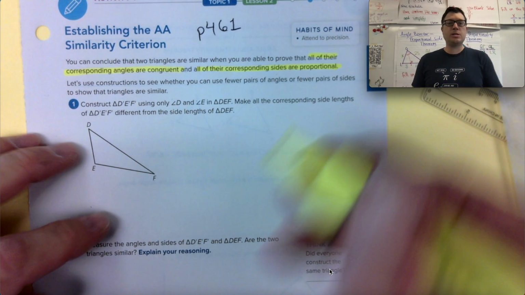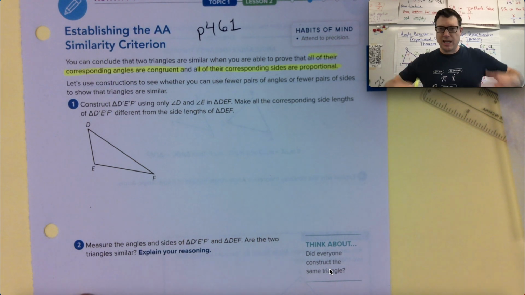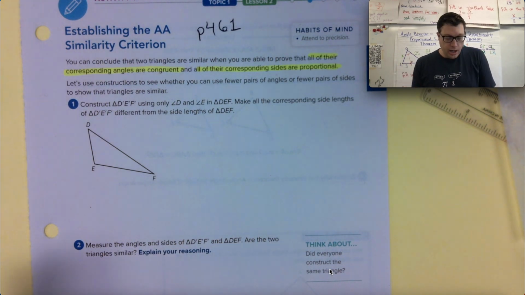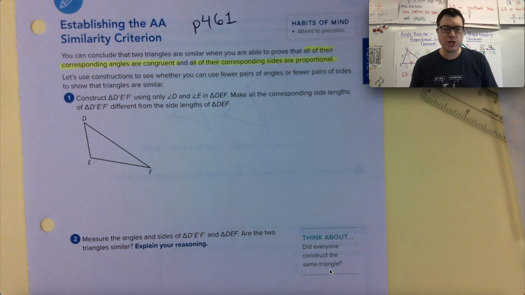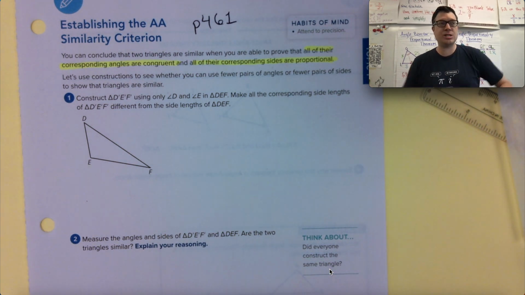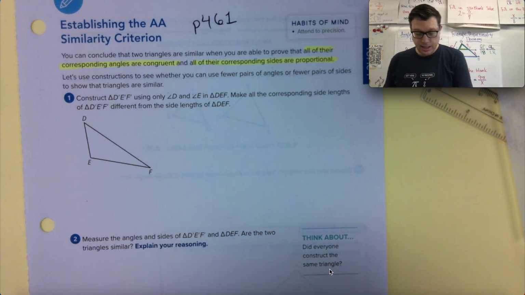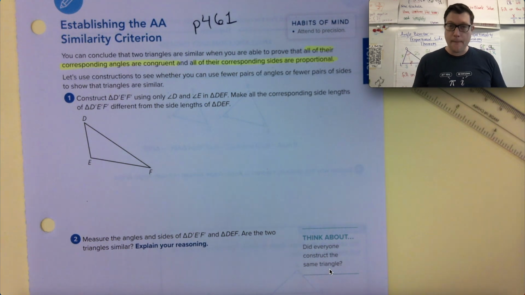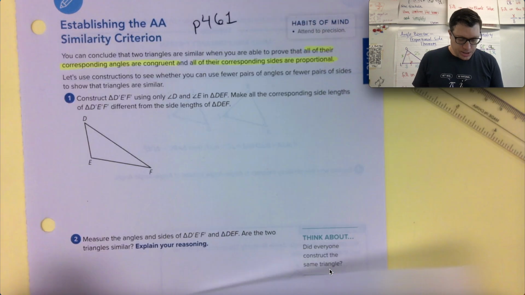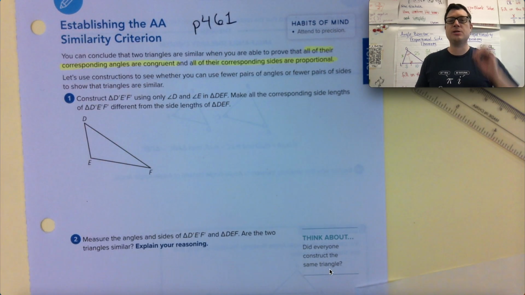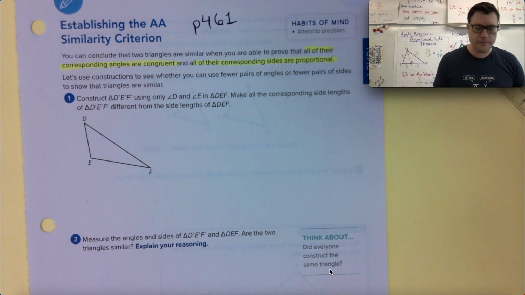And so we want to be able to demonstrate, without having to go through the rigor, which means the full depth of the content, of establishing triangle similarity, something a little more efficient than showing everything matches and every side is proportional. Let's use constructions, and there's a formal way for constructions. It's compasses and a straight edge, but we're gonna cheese it with tracing paper to see whether you can use fewer pairs of angles or fewer pairs of sides to show the triangles are similar.